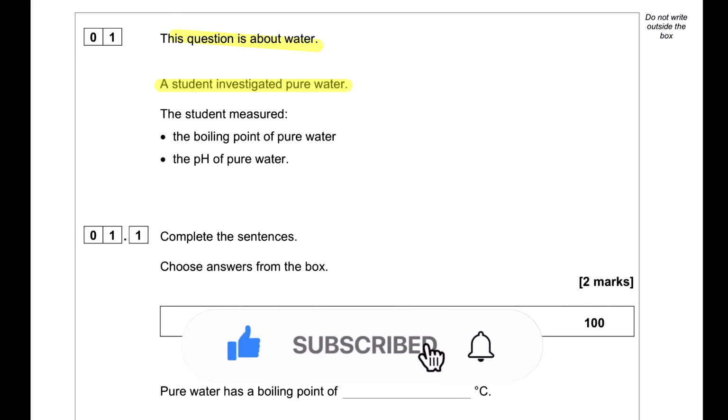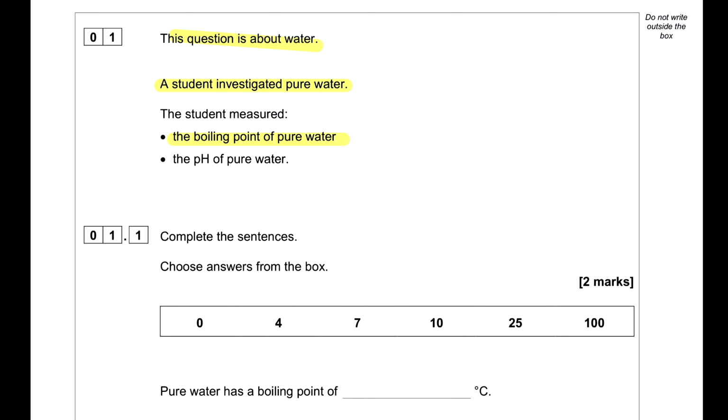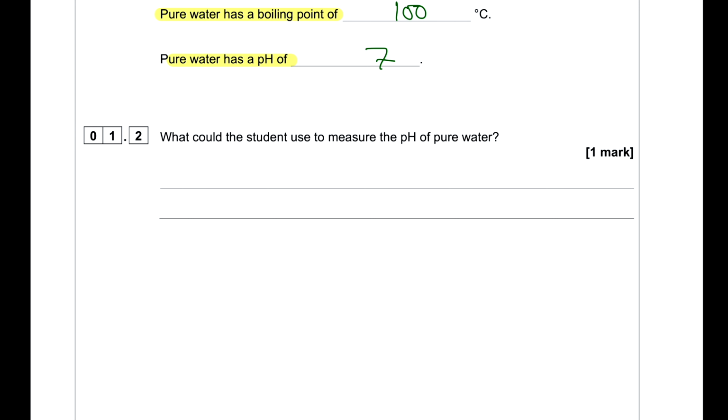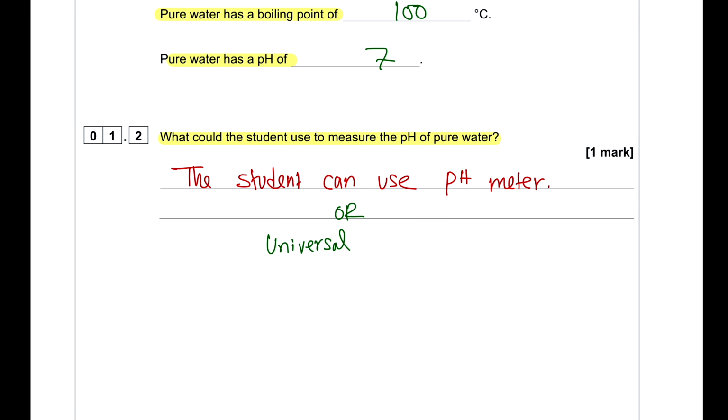The student investigated pure water. The boiling point of pure water and the pH of pure water is measured. Complete the sentences. Pure water has a boiling point of 100 degrees Celsius. Pure water has a pH of 7. What could the student use to measure the pH of the pure water? The student can use, for example, a pH meter or universal indicator solution.